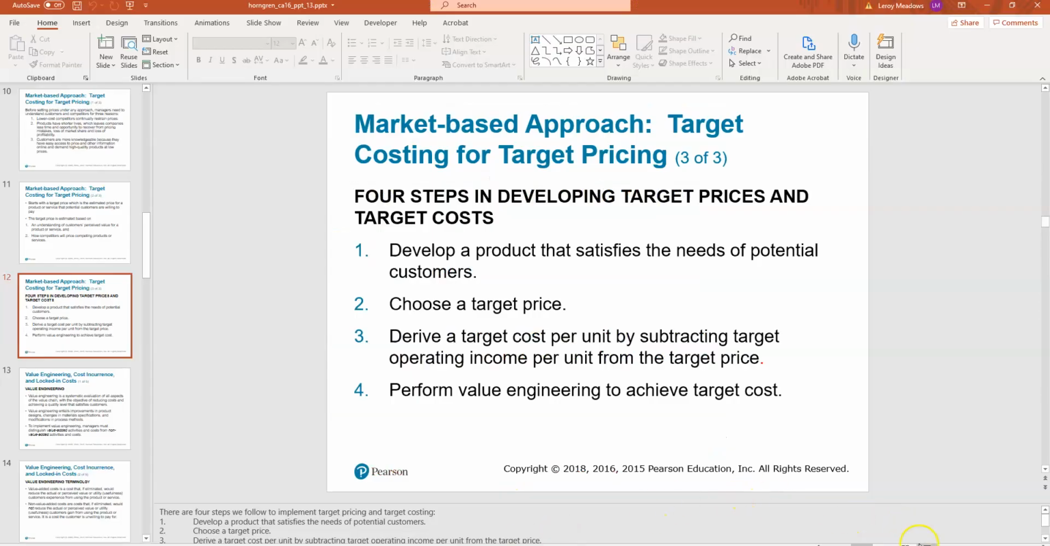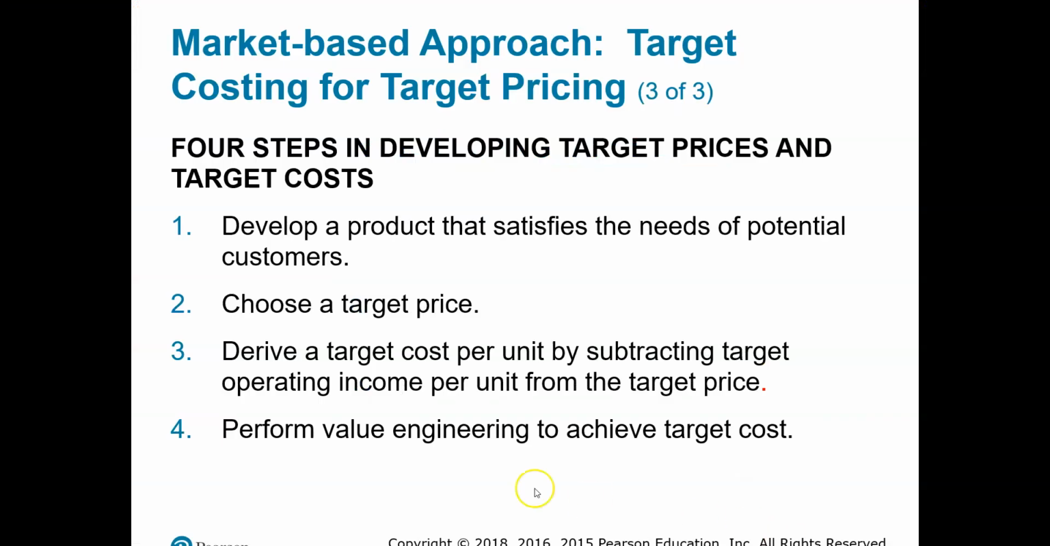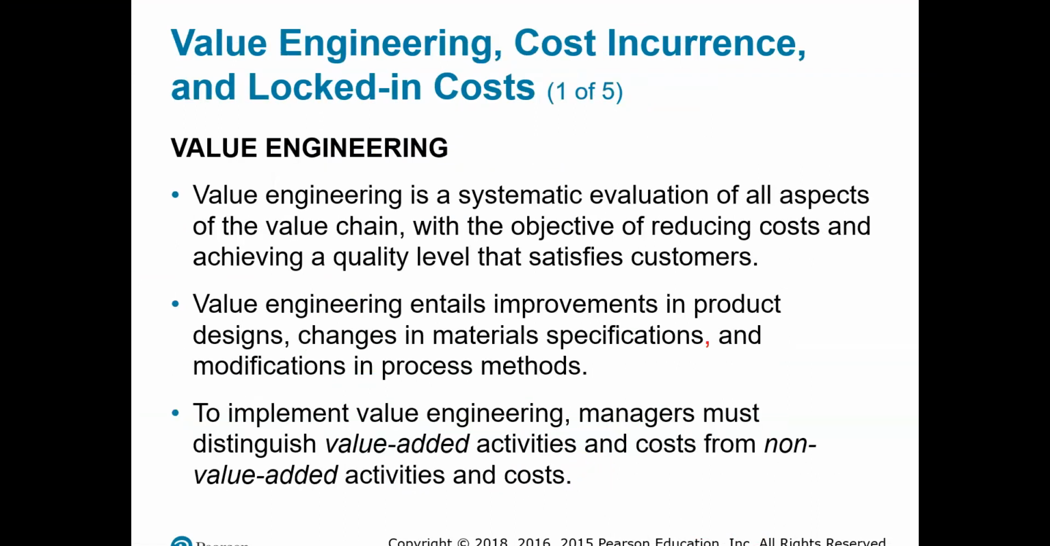Now, and then we perform value engineering to achieve target costs. So let's take a look at value engineering for just a moment. Value engineering is just any systematic evaluation of everything that goes on in the value chain. The object of evaluating all aspects of the value chain is really to reduce costs and achieve a quality level that satisfies customers. If we can do both, if we can satisfy our customers, but then reduce the costs throughout the value chain, then we are heading in the right direction.